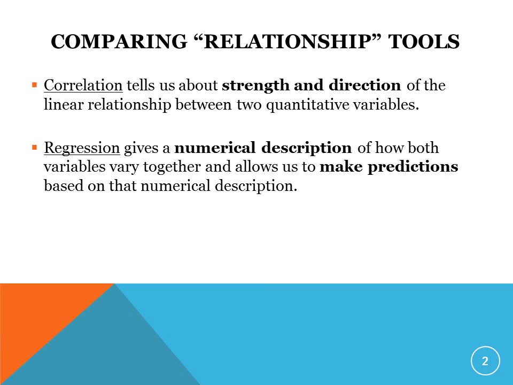So we've already talked about correlations and how we use that to understand the relationship between two variables. Remember, we look at the strength of the correlation coefficient, we look at the direction, and it helps us understand what's happening between those two variables. Well, with regressions, we also have a number that helps us predict what would happen to the dependent variable based on the number that we see in the independent variable line. So it's a numeric description of how both variables vary together and allows us to make predictions based on that numerical description.